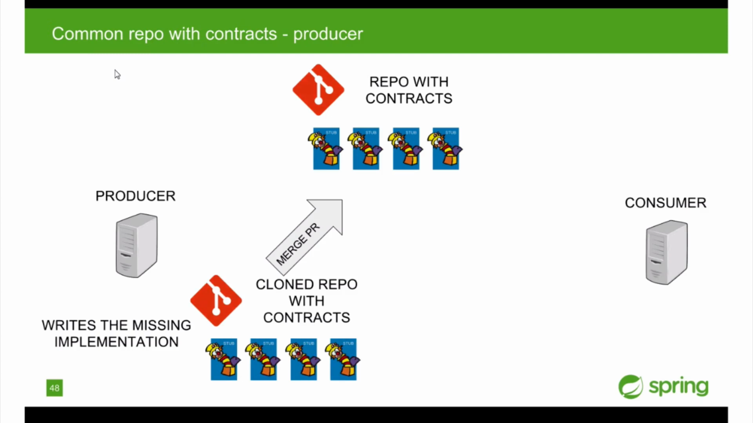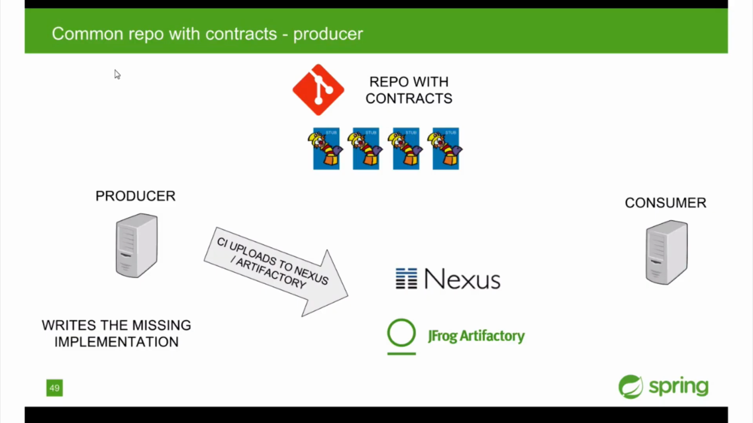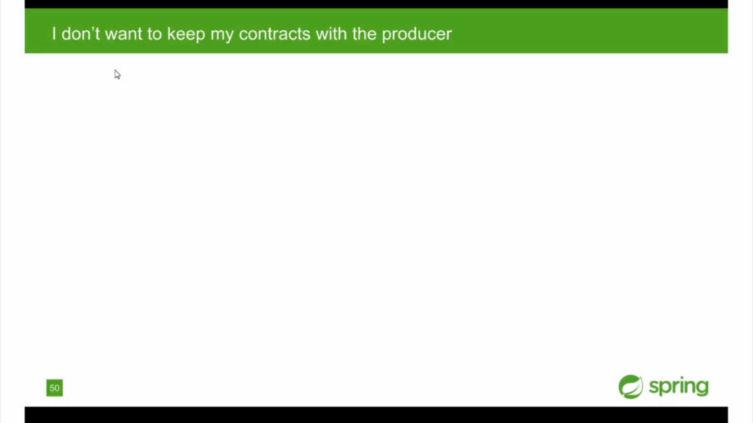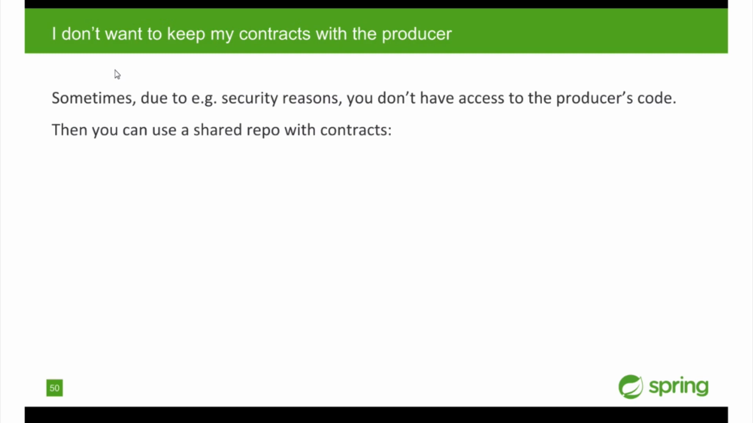during the CI, the producer is reusing the contracts from this repo that has all the common contracts together. And again, the jar with the stubs and the fat jar are uploaded to Nexus or Artifactory. So the only thing that changes is the place where you store contracts. So this is exactly the case when you, for example, have security reasons.